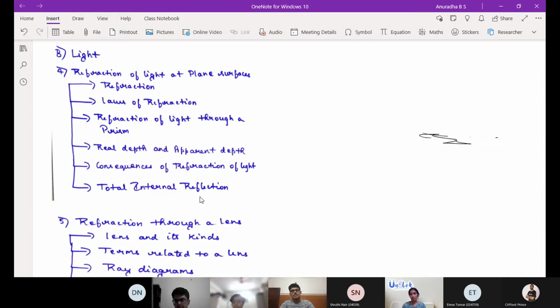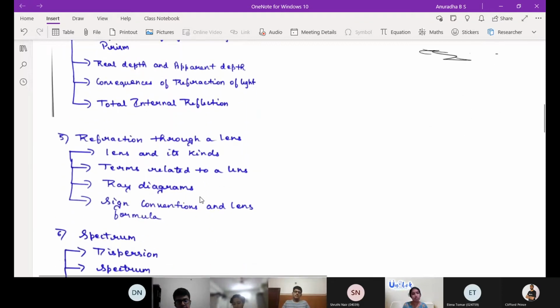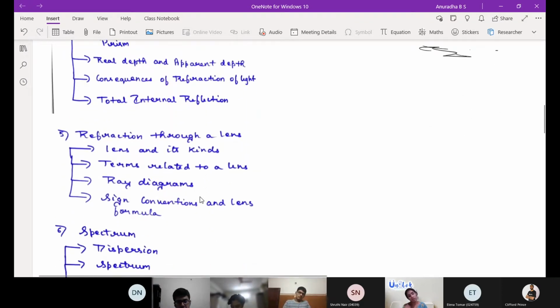The other thing is the consequences of reflection of light, which you will be learning about. The next is total internal reflection. You would have learned about multiple reflections, right? You should know about that to understand this concept, and basically the terms related to reflection.